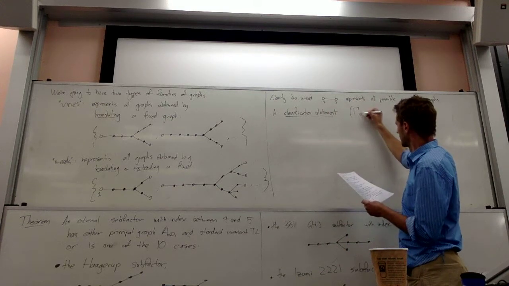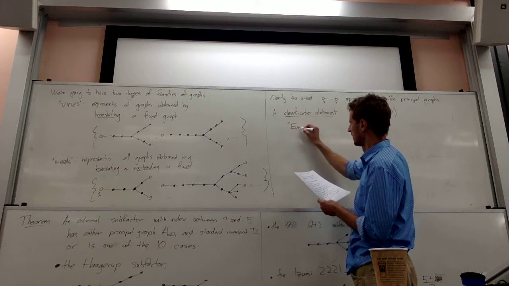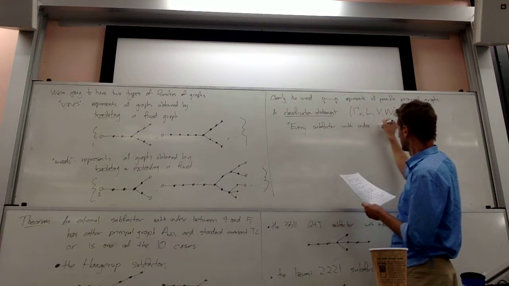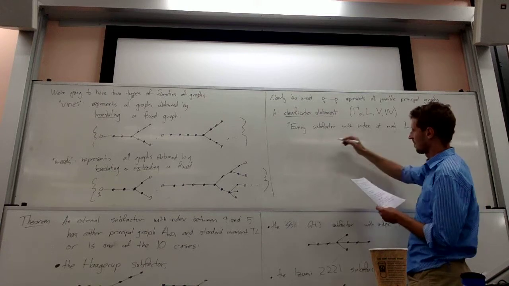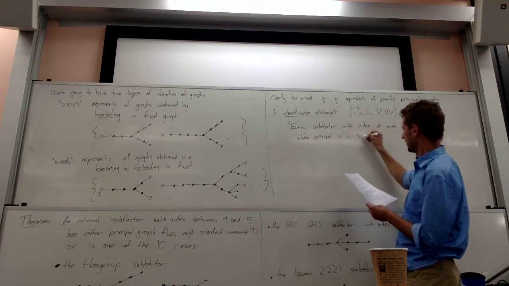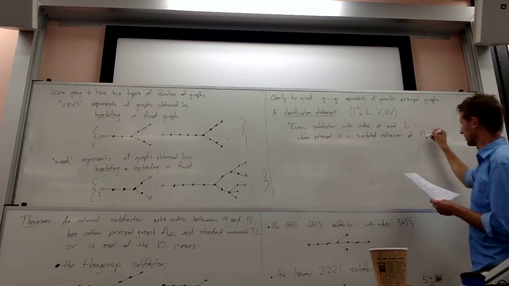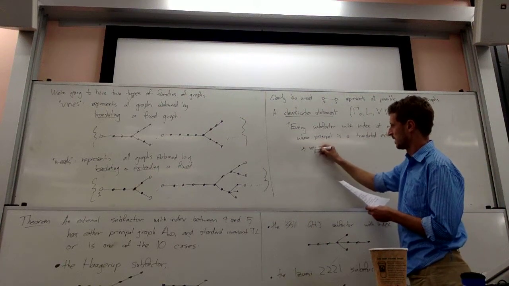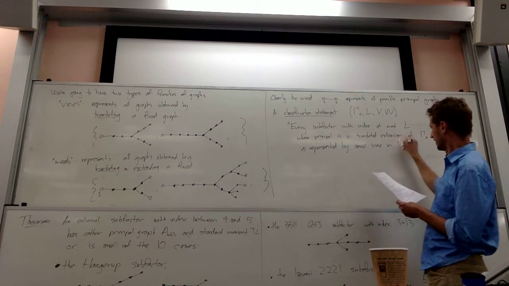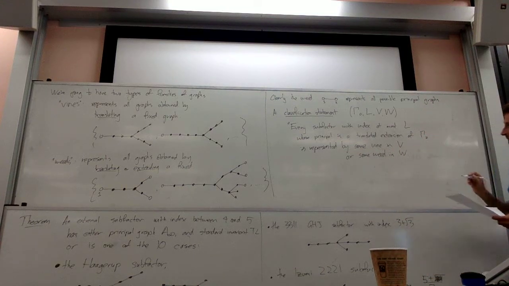So what does this look like? So this says: every subfactor with index at most L whose principal graph is a translated extension of gamma naught, that guy there, is represented by some phi in V or some weed in W. Okay?